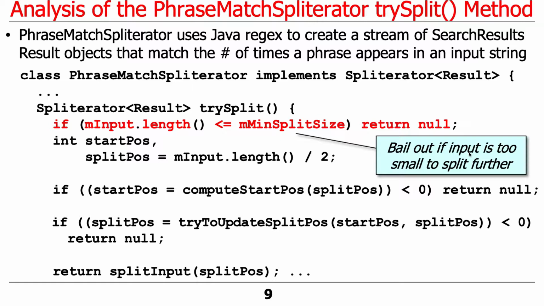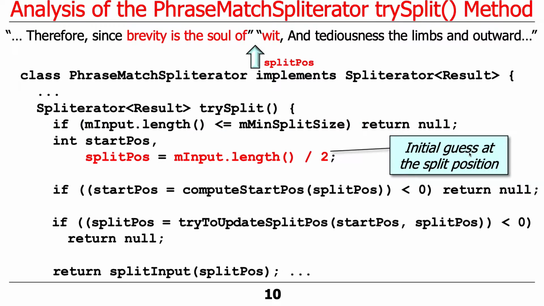If you recall, the constructor for PhraseMatchSpliterator set this field called mMinSplitSize, and it was the original input length divided by 2. If the size of the input is less than this minimum split size, we're going to return null. All that says is the streams framework will now process things sequentially from here using tryAdvance. As I mentioned before, it's basically going to split this thing about 4 times per string.